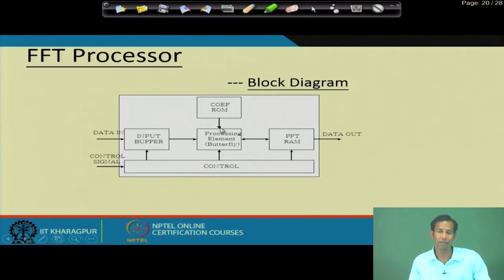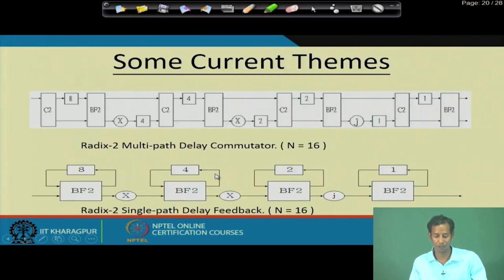So at every stage, who will control what the input is at what particular stage, for which butterfly what will be the coefficient memory, and where the result will be stored again? Everything is the job of this controller. That is why in iterative FFT processors the controller design is much more complicated than in the parallel implementation.